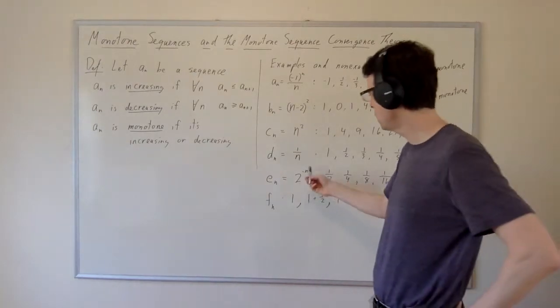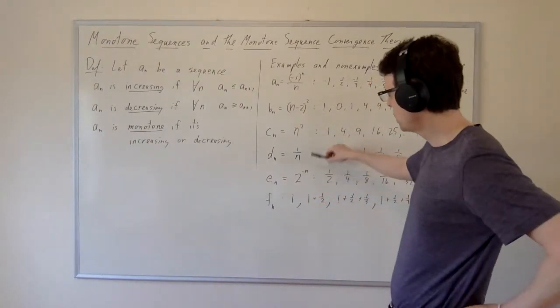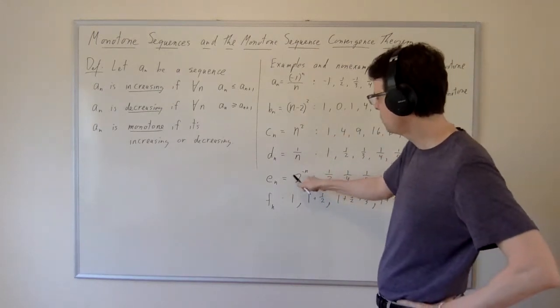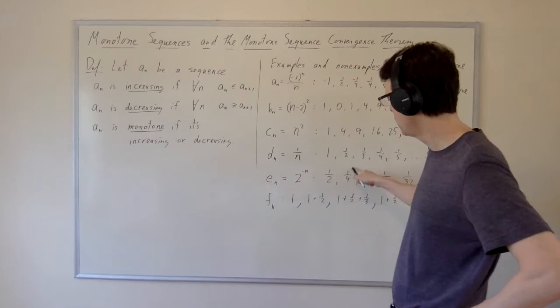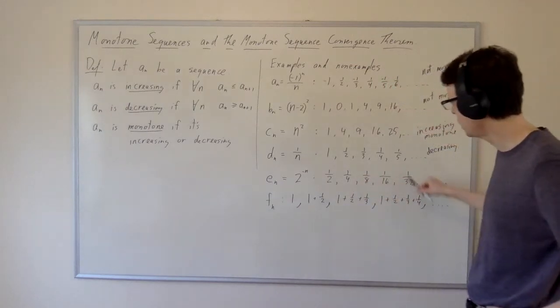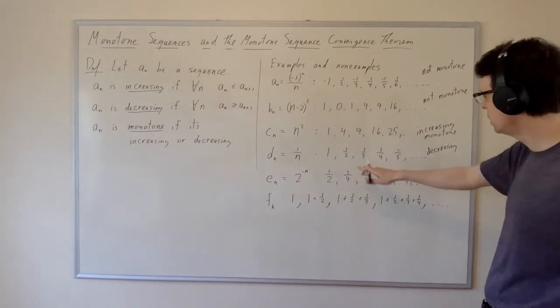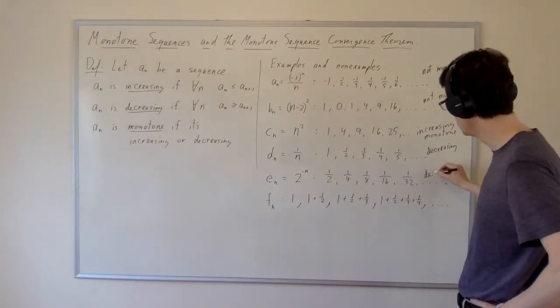2 to the minus n gives us the negative powers of 2. Because we're taking the natural numbers to begin at 1 as our convention here, this begins with 2 to the minus 1, which is 1/2, and then 1/4, 1/8, 1/16, 1/32. It's very different from the previous sequence, but these terms go down, and so this again is decreasing.